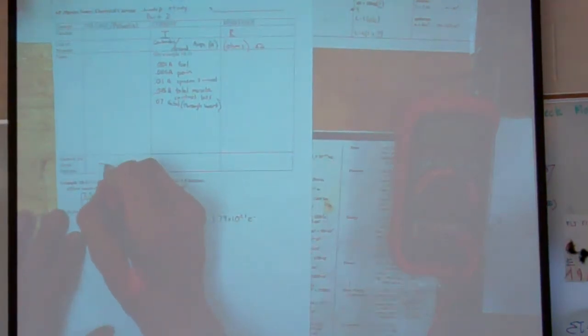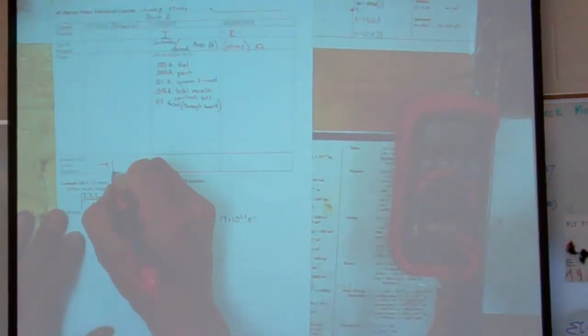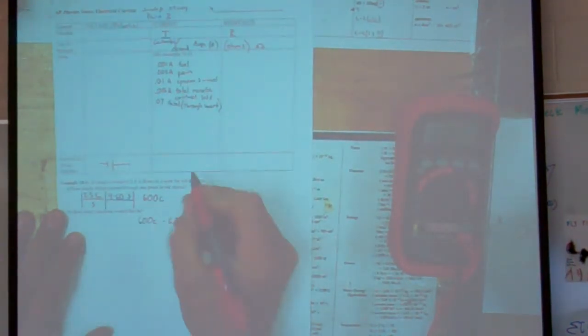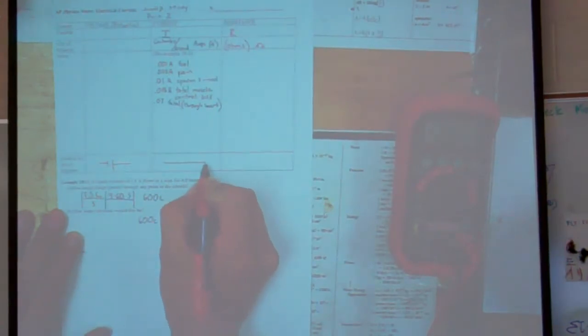Now let's fill in some of our circuit diagram things. We're not going to do any circuit diagrams today, but this indicates a battery. Current, if this was a wire, would be an arrow.